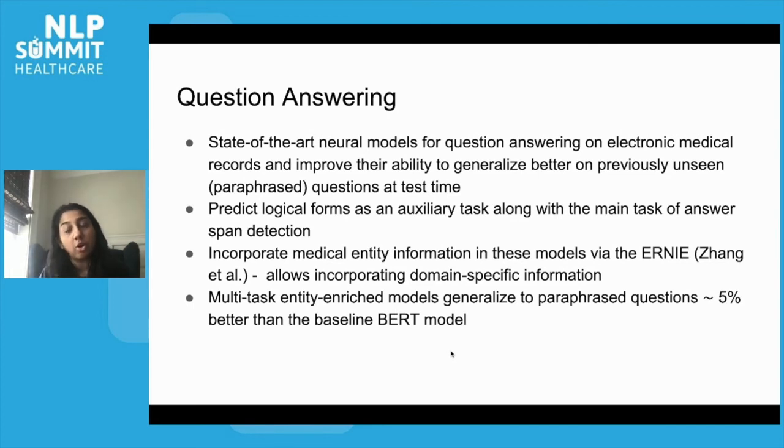Along with this, we also introduce medical entity information in these models via the ERNIE architecture. Essentially, this allows us to introduce domain-specific information about these entities into the models. And these multitasked, entity-enriched models, we observe, perform overall about 5% better than the baseline BERT model that we try with emrQA.